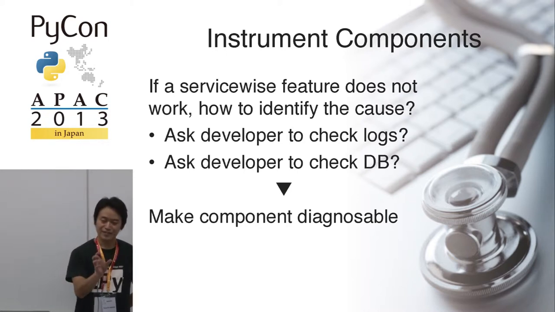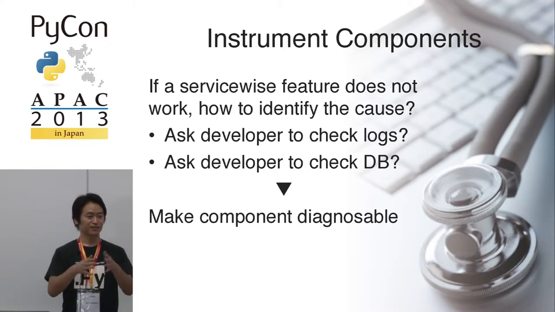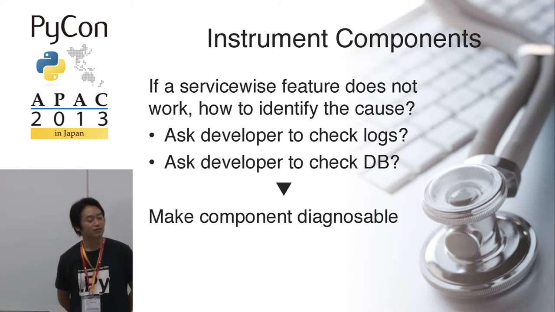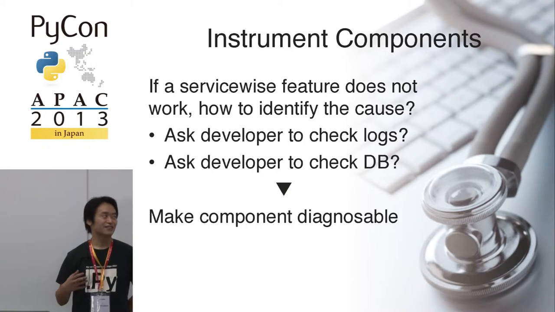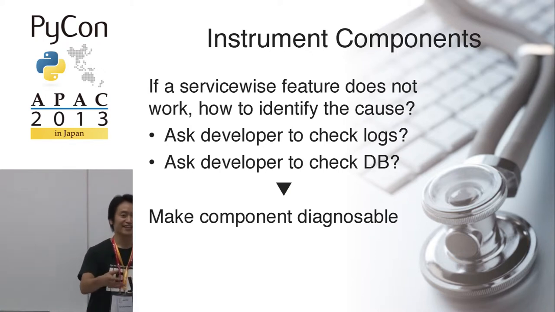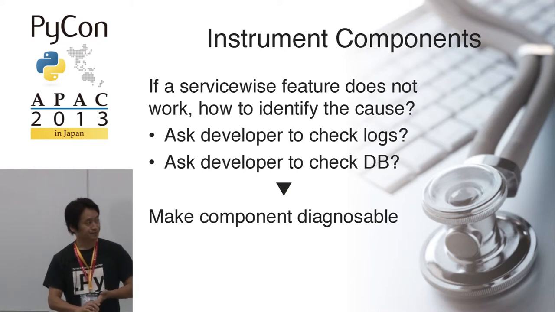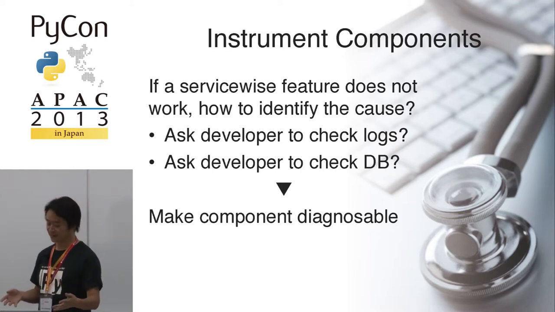And for each component, the developer does their test, but for the service-wise, someone else has to take care of testing as a service. And if some feature does not work, how do we identify the cause? The traditional pattern is to ask a developer to check their access logs, or we ask the DB, hey, I passed this message, and does the data get stored in your DB? And that causes another communication. So I decided to make each component diagnosable from outside, without asking developers to check in a DB.